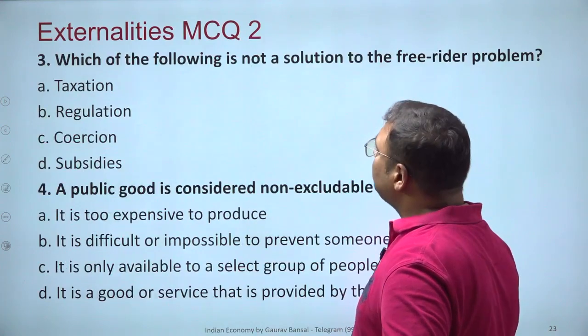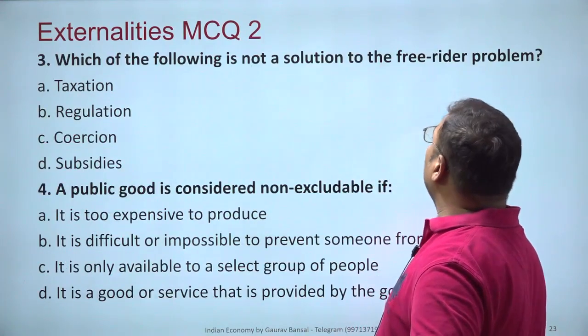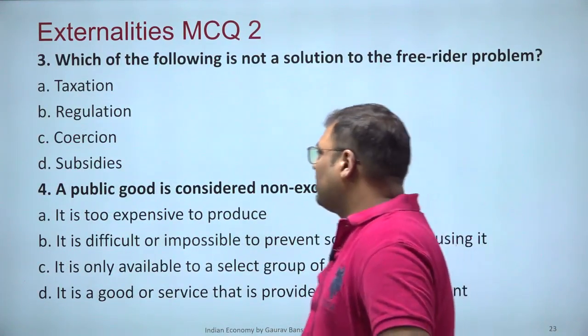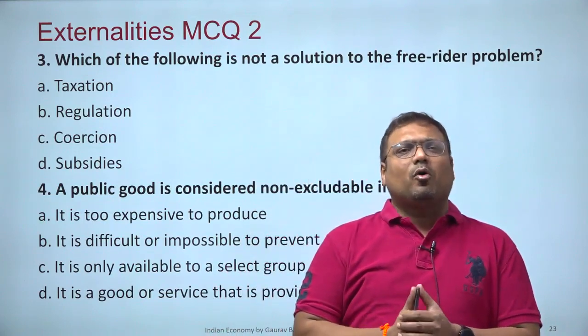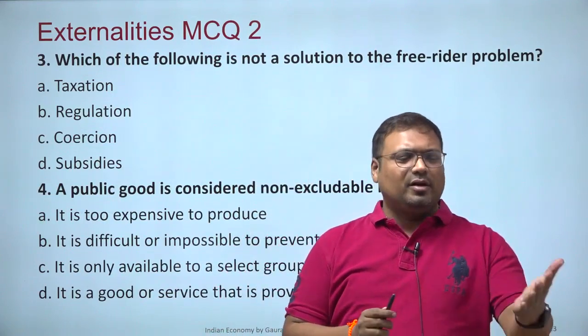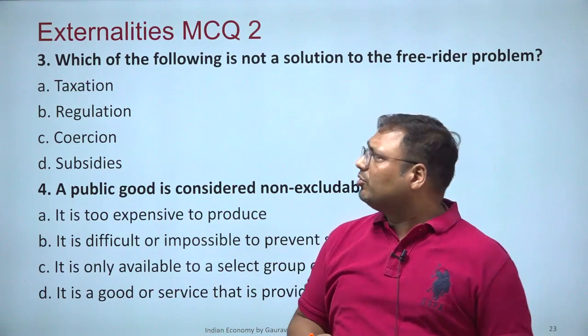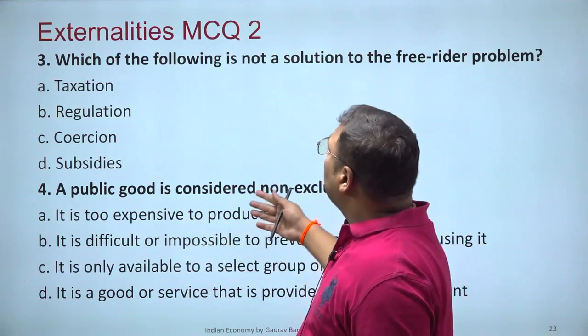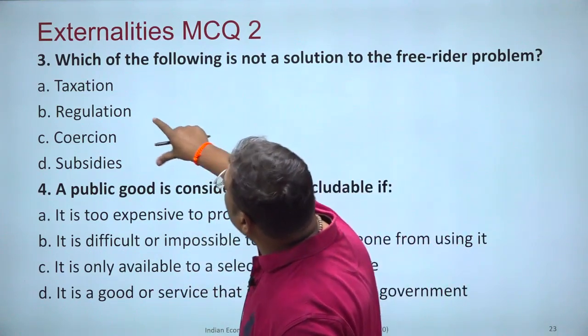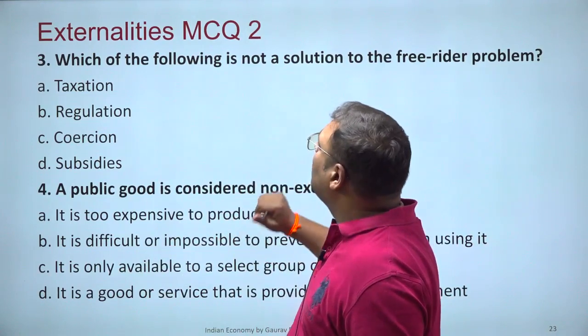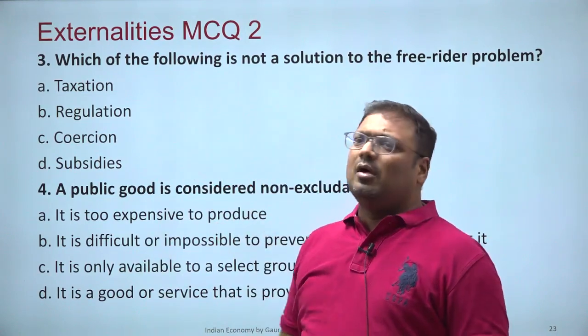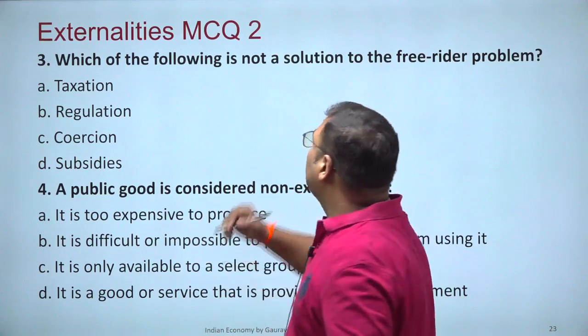Let us move ahead. Question number 3, which of the following is not a solution to the free rider problem? Now, the free rider problem is related to both externalities and public goods. Okay, public good. Accidentally what has happened? These questions should have been in the public goods topic. Anyways, let us cover it. What are public goods? Public good has two features.